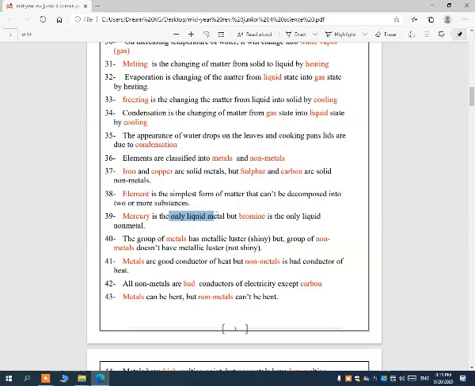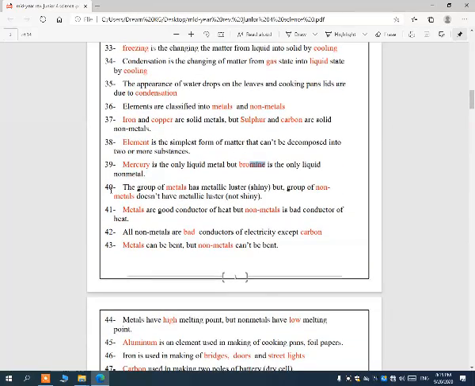39. Dots is the only liquid metal. Mercury metal. But dots is the only liquid non-metal. I said to you, bromine. 40. The group of dots have metallic luster or shiny. Who have the metallic luster? Metal or non-metal? Metals are shiny. But group of dots doesn't have metallic luster or not shiny, non-metals.